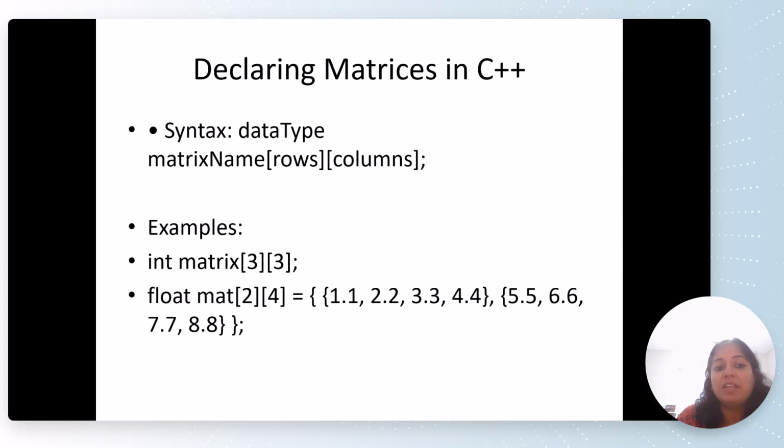For matrices, we define the dimensions by using square brackets. The first square bracket always denotes the row. The second square bracket always denotes the size of the column. So if I have to define an integer matrix of size 3 by 3, I can declare it like this. We also need to define, for example, a float matrix of 2, 4. That means 2 rows and 4 columns. Then it can be done like this.